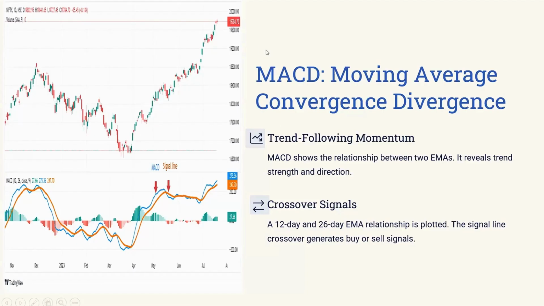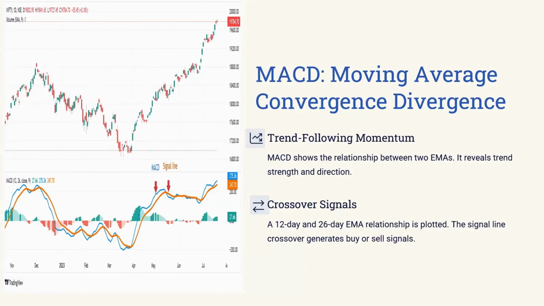For the best practices, combine with price action: always confirm MACD signals with price action. A bullish crossover in MACD is stronger if the price is also bouncing off a support level or forming higher lows. Look for divergence.